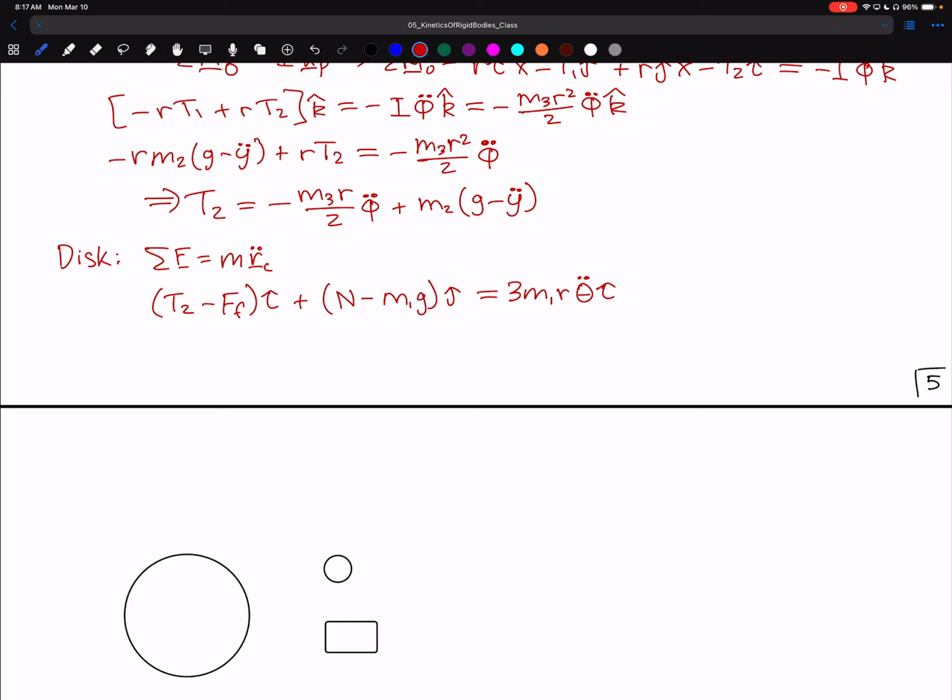Okay, so from here we can find that our friction force is going to be less than or equal to mu s N. This is the condition for rolling without slip. N is clearly equal to m1 g, since there's no acceleration in the j direction. And so our friction force is going to be less than or equal to mu s m1 g.